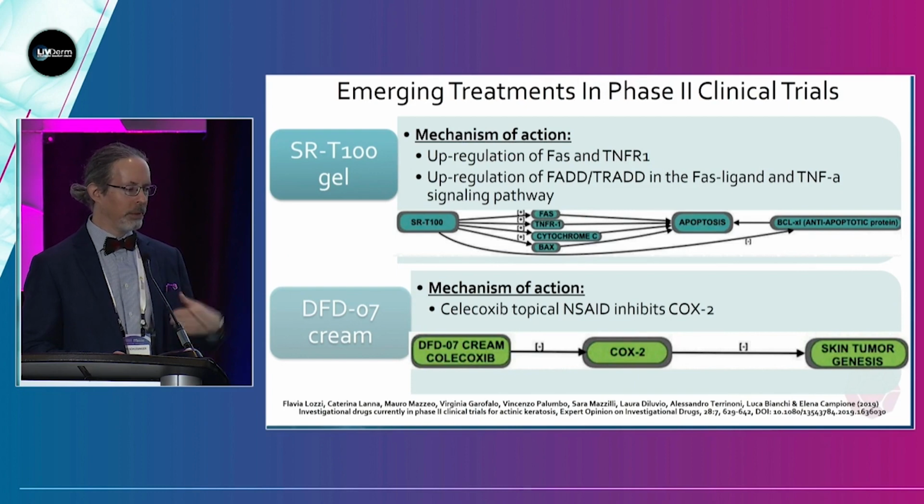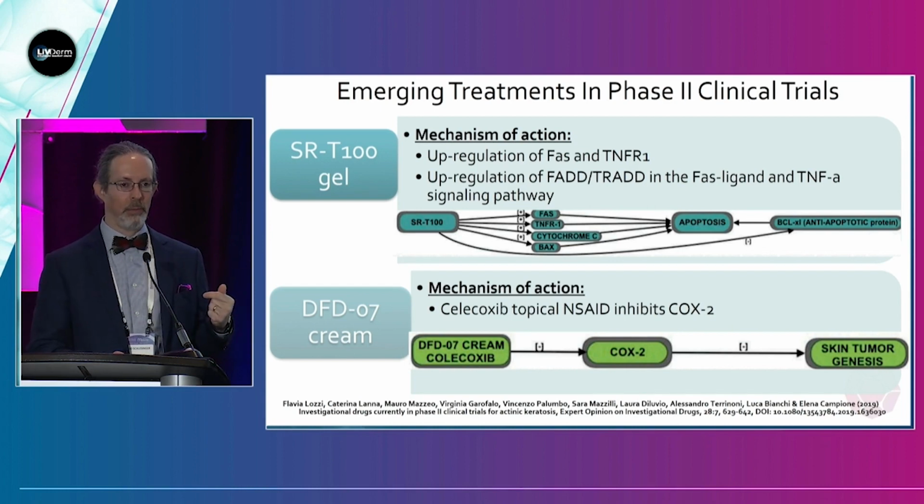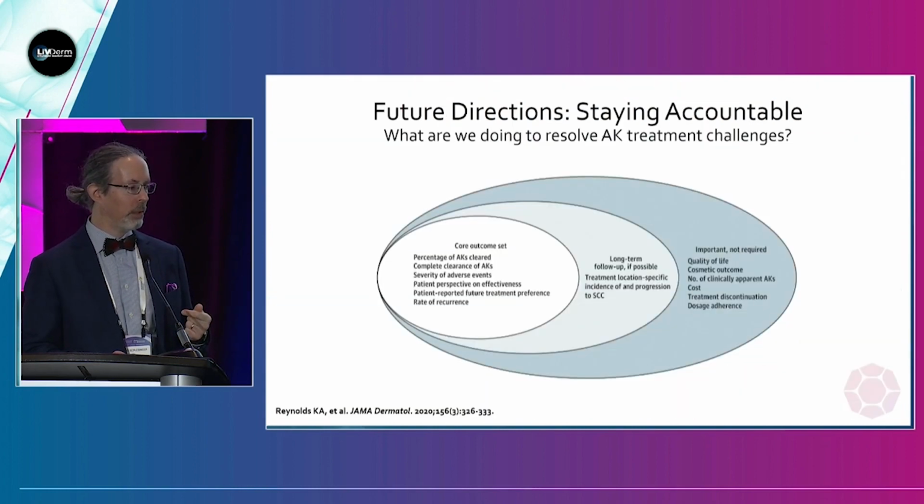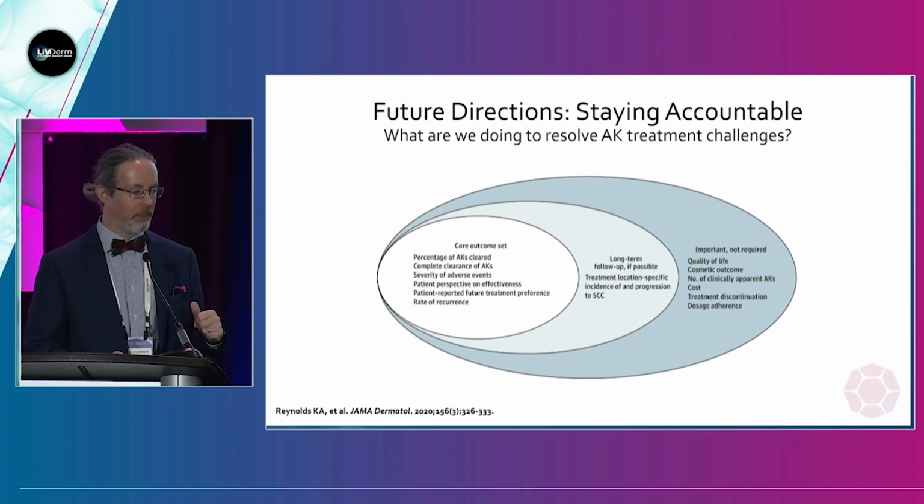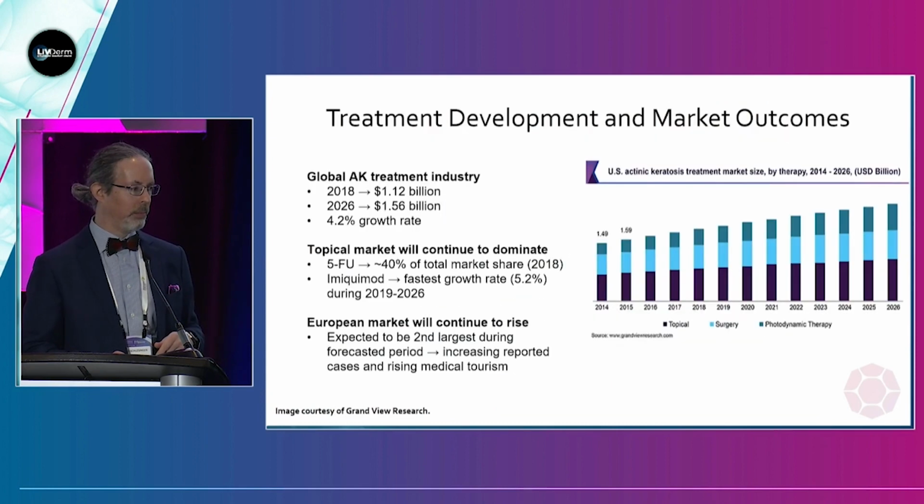Just a couple of emerging treatments that you may see out there: SRT-100 gel, DFT-07 cream, that's kind of an NSAID, and then upregulation. This is all tumor necrosis factor signaling pathways and innate immunity that these new molecules are working on. And this is just a little bit of how we are going to look at these trials in the future. What should we be looking at? The core outcome set is in the small circle. What we really need to look at is long-term follow-up. Progression to SCC is the next phase of what we need to see, and of course, quality of life measures will become important.